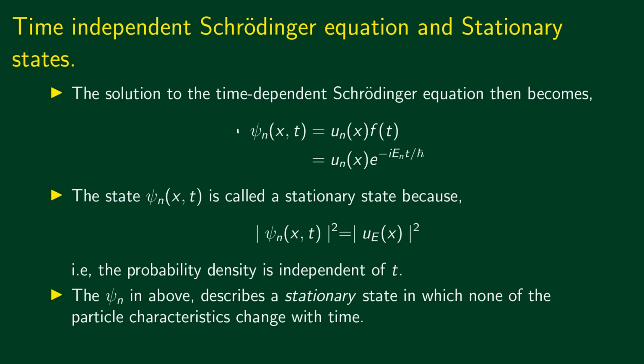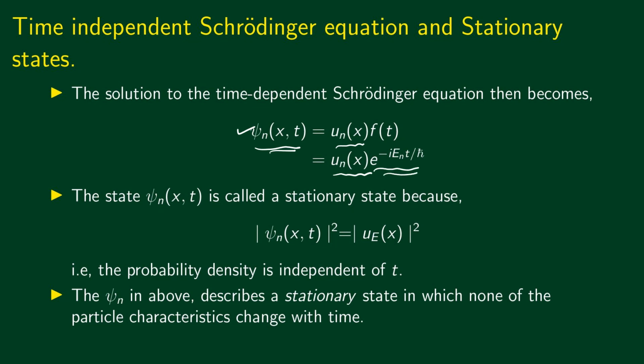Now the solution that we are looking for corresponds to each value of n. So we can write psi of x comma t is equal to un multiplied by f of t. This was the form of the solution that we were looking at. This is written as un multiplied by e raised to minus iEnt by h bar, because we already found that f of t is equal to e raised to minus iEnt by h bar.